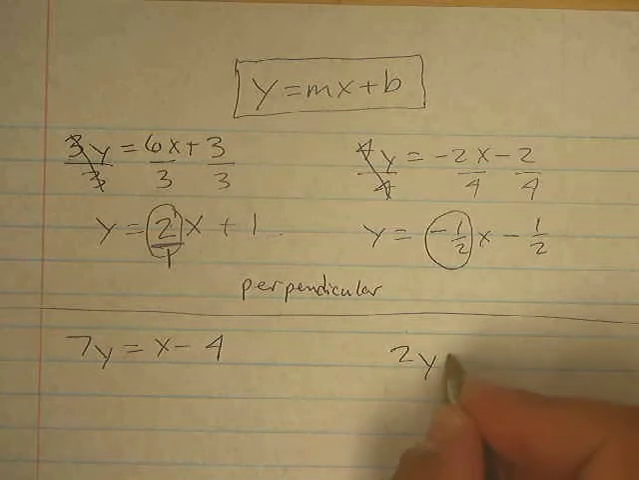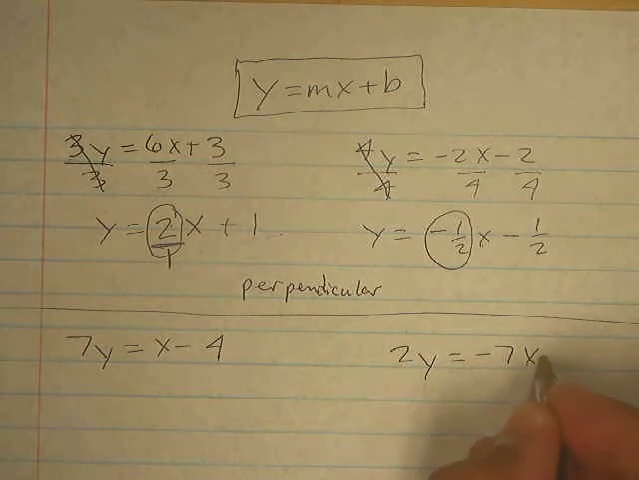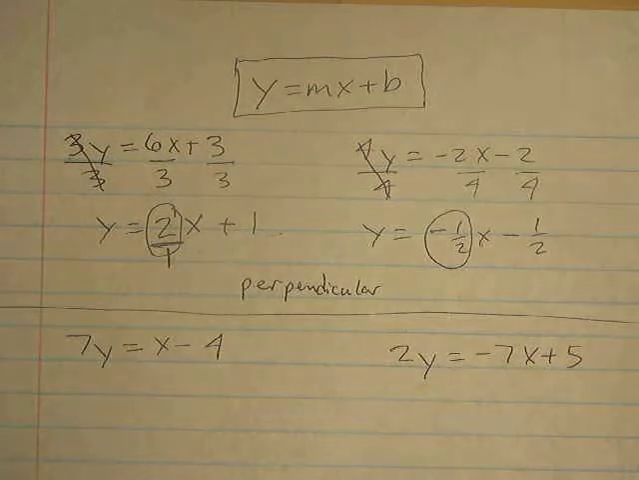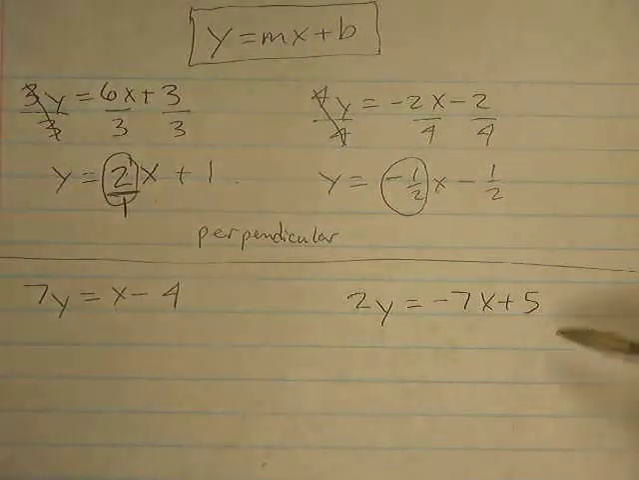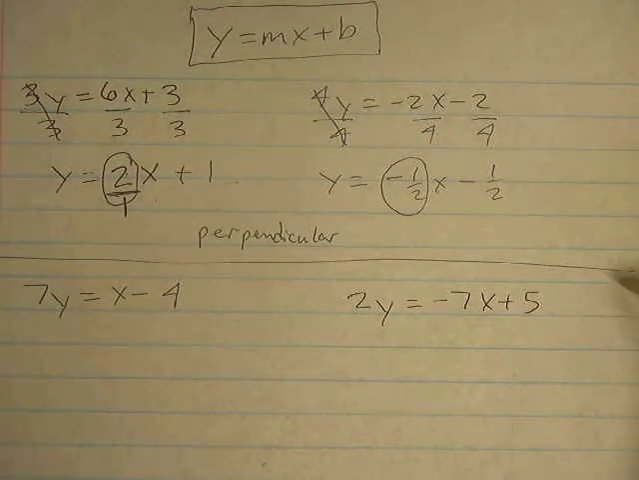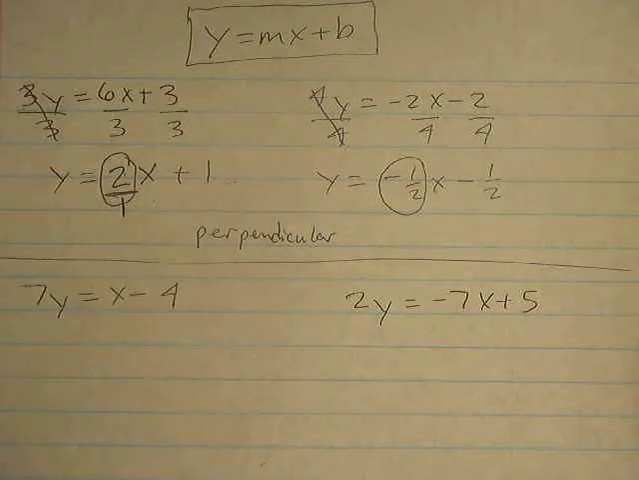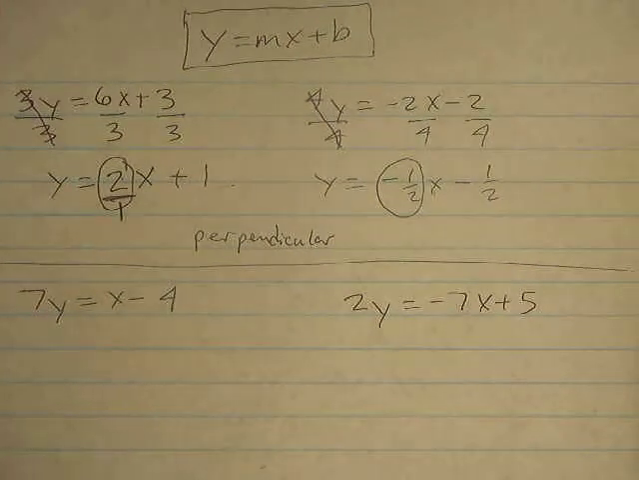We have 7y equals x minus 4, and 2y equals negative 7 plus x plus 5. Okay, so what I want you to do right now is pause the video, try to do this on your own, then when you're done, unpause it and watch me do it and check to see if you have the same thing that I do. All right, ready, set, pause.